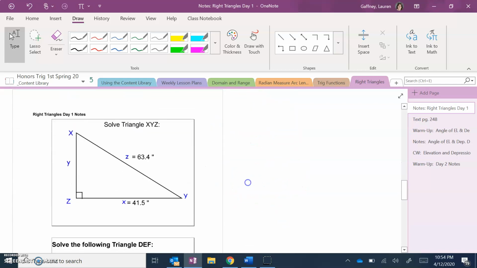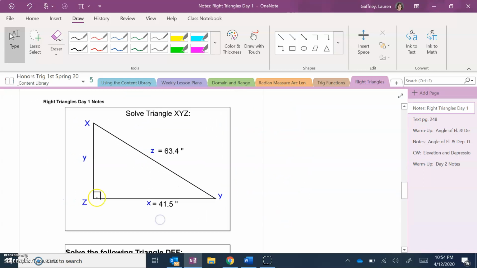Okay, let's go to this one. Now in this one, notice that you only have the 90-degree angle. You don't have the other two. We have 2 of the 3 side lengths. So if I were you, I would start by doing the Pythagorean theorem to get the first side length out of the way. You don't have to, that's just what I would recommend. So 41.5 squared plus y squared equals 63.4 squared. And I got that y is 47.9.